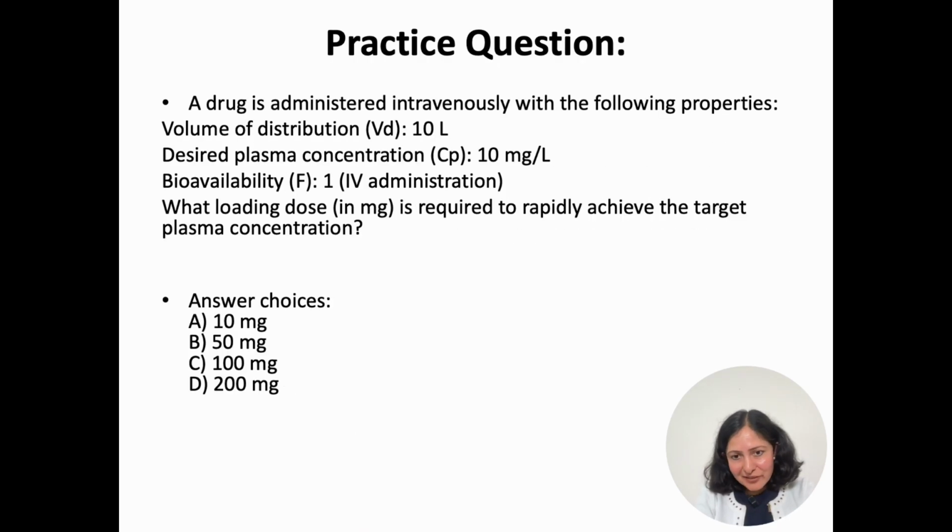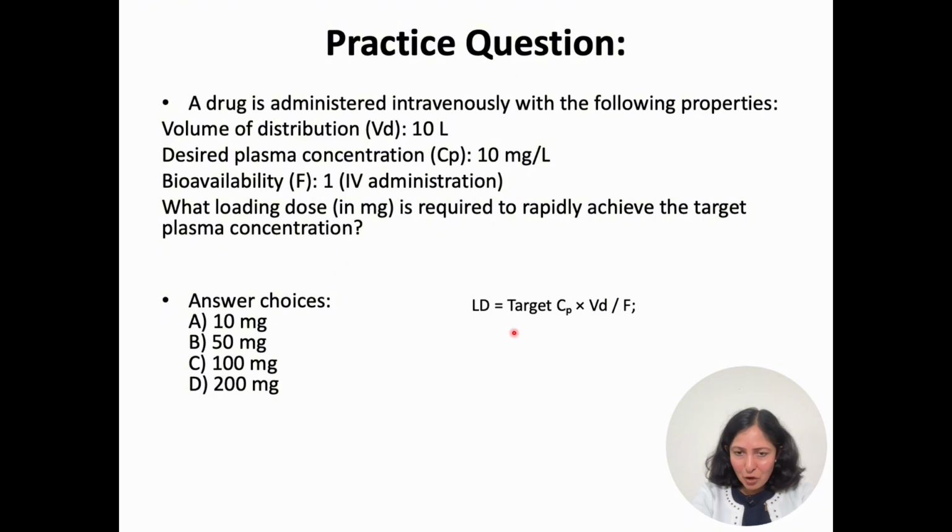Now, here's a practice question. Read the question, take a pause, and answer it. A drug is administered intravenously with the following properties. Volume of distribution is 10 liters. Desired plasma concentration is 10 milligrams per liter. Bioavailability, it's intravenous, so it's 1. What is the loading dose in milligrams required to rapidly achieve the target plasma concentration? Pause the video and answer this.